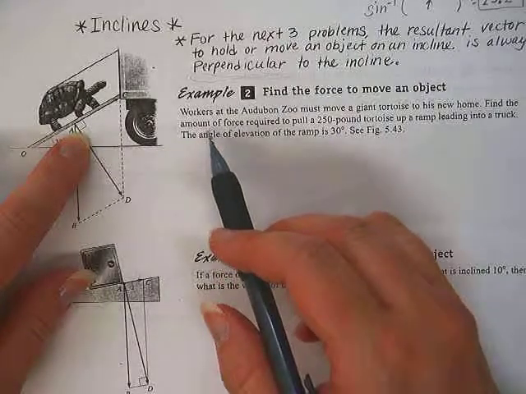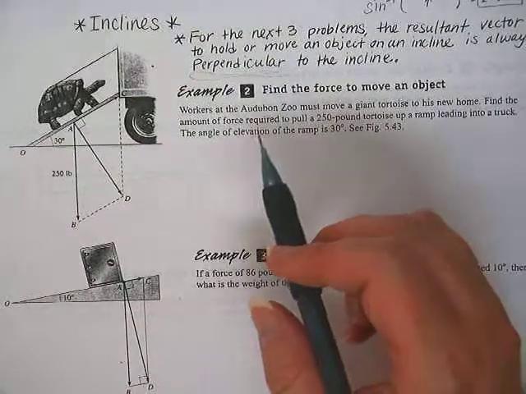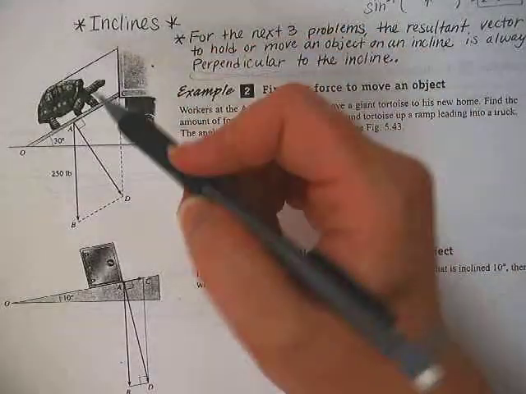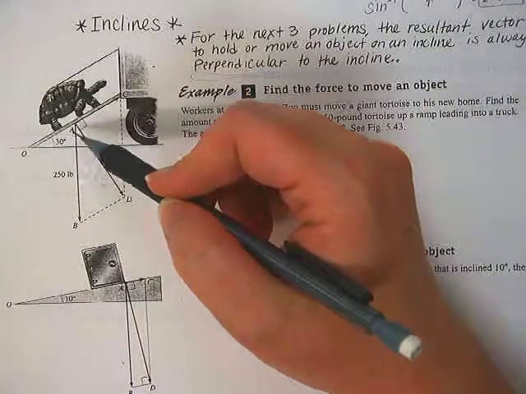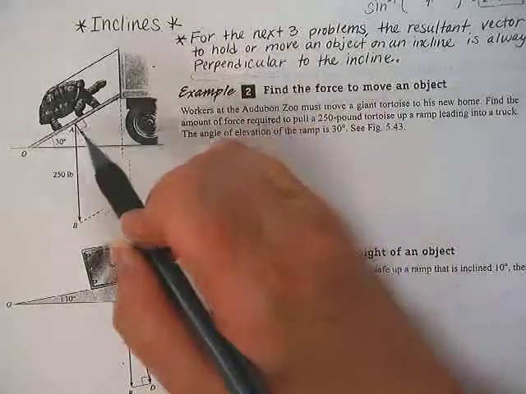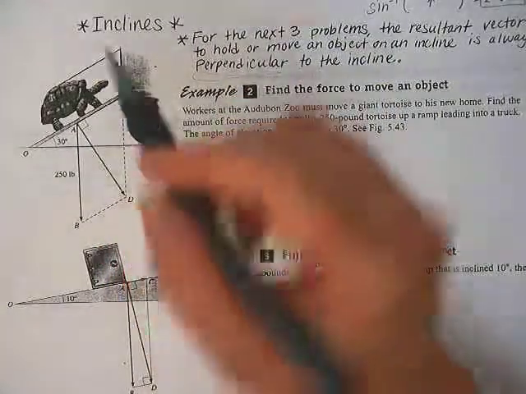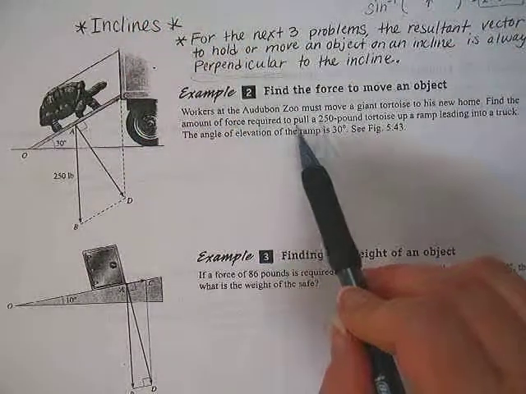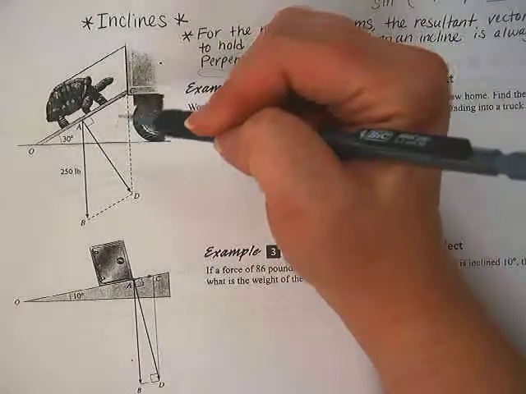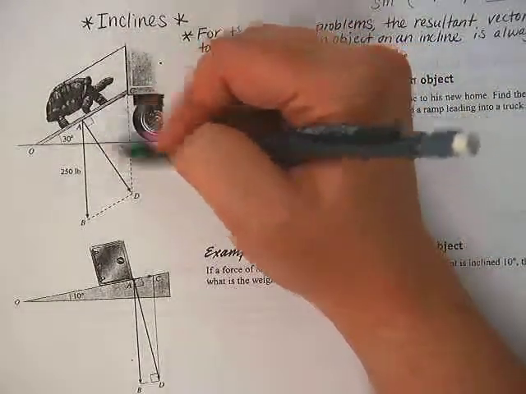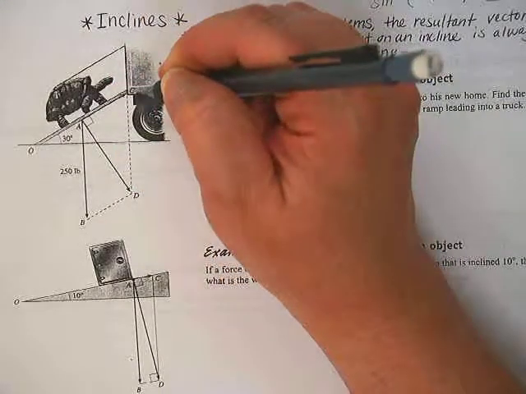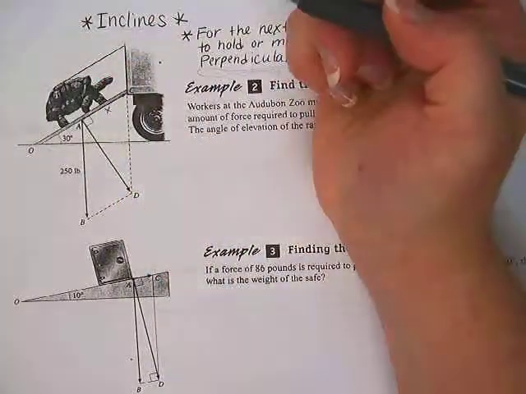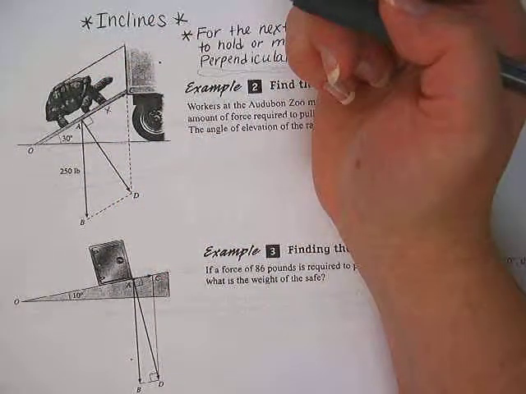hold or move an object. So we're trying to find the amount of force required to pull a 250-pound tortoise up a ramp leading into a truck. So let's try and understand this better. There's gravity acting on the tortoise. Somebody's pulling the tortoise into the truck. We need this much force. When the question says how much force is required to pull the tortoise up the ramp, which force are we talking about? The resultant that's needed, or the force that's actually being pulled up? Yeah, the force that's being pulled up this way. That's what we're trying to find, x.